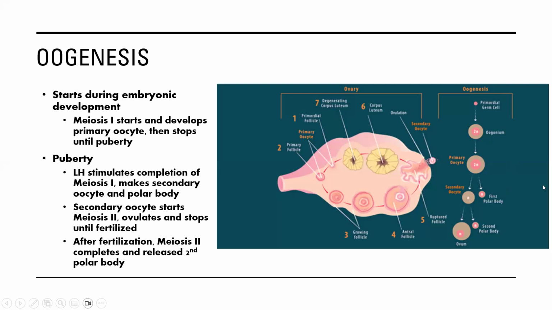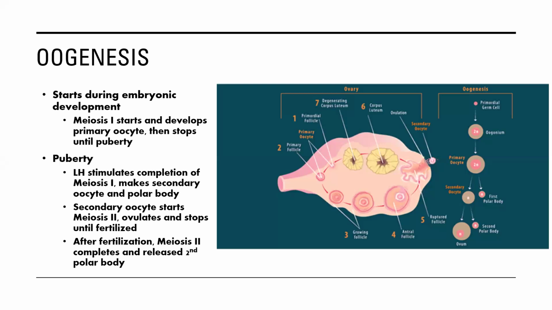The biggest thing to note is that the secondary oocyte will start meiosis 2, but it will not finish meiosis 2 until fertilization occurs. So the secondary oocyte gets released. Now you have 23 chromosomes lined up together, waiting to split off, but they have not split yet. And what happens is that secondary oocyte will then move into the ampulla.